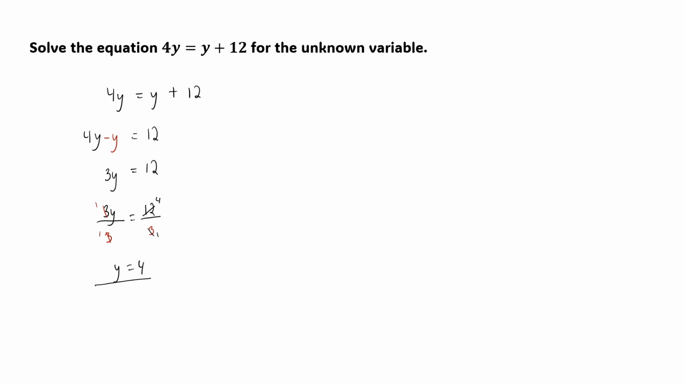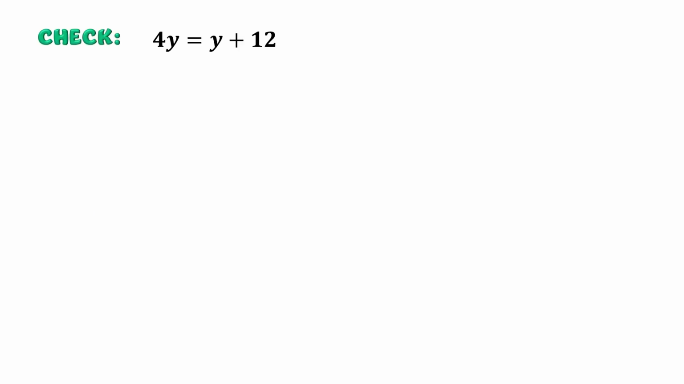Okay, so now let's perform our check. Remember, our check is just as important as solving our equation. In checking our answer, when y is equal to 4, that means that everywhere that y appears in the equation, I will now be replacing that with our number 4. And remember that your goal is to ensure that both sides of the equation, both left and right, are equal to the same thing.